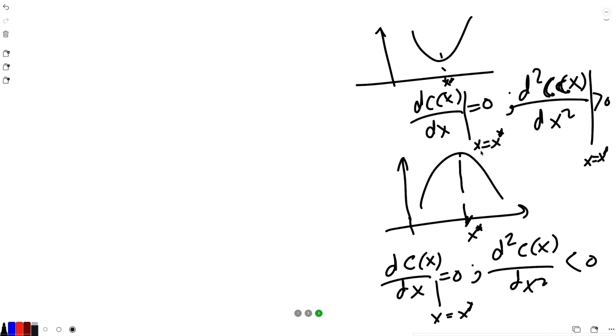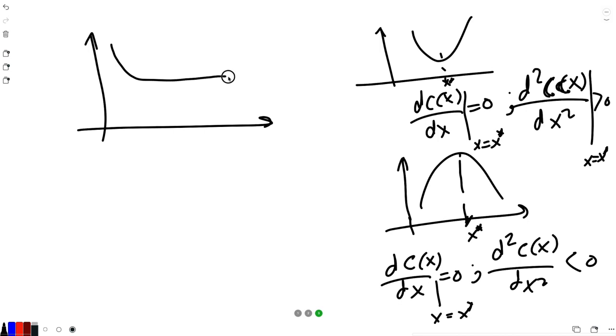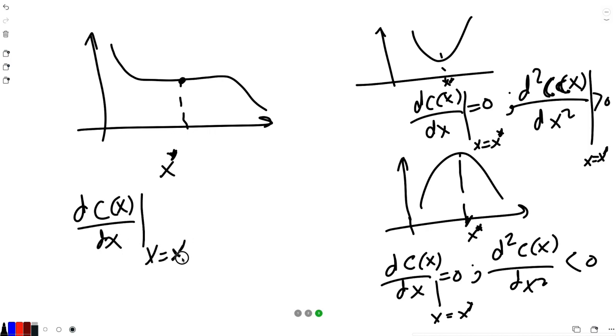We have another case, actually. It's called a saddle point, or the inflection point, where we might have this situation. At this point, x star here, again we have dc of x over dx at x equal to x star equal to 0, but the double differentiation, d square c of x over dx square, is equal to 0.